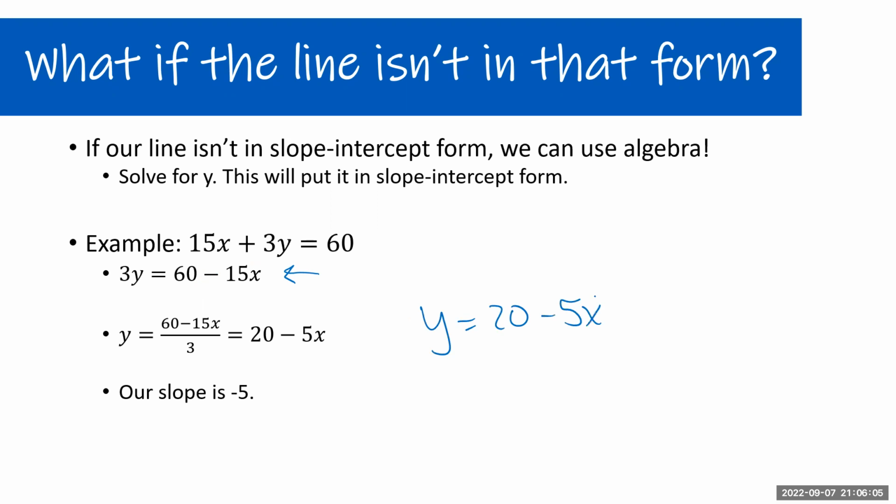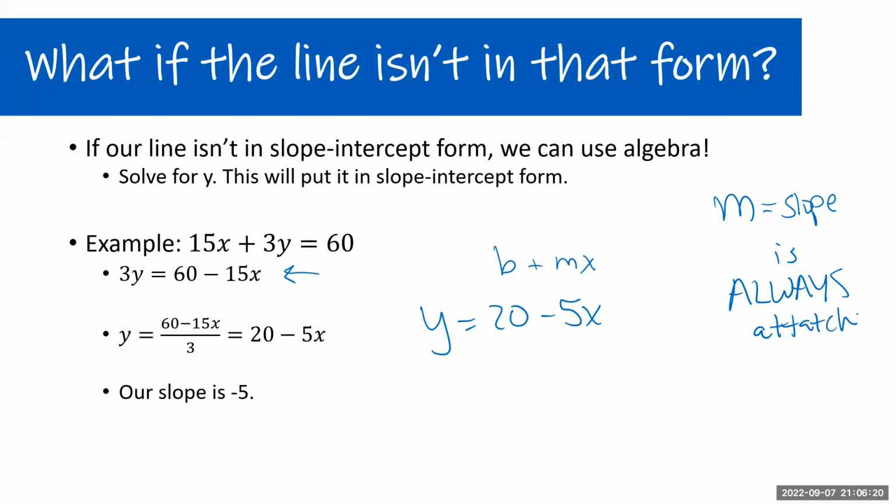Now be careful here because this is in b plus mx, okay? M is your slope, is always, always, always what's attached to your x. Okay, so here, it doesn't matter what order. Remember, addition is commutative. Whatever's attached to your x here, so -5 is attached and your slope is -5. Again, you could have found points, but this was probably a lot simpler.